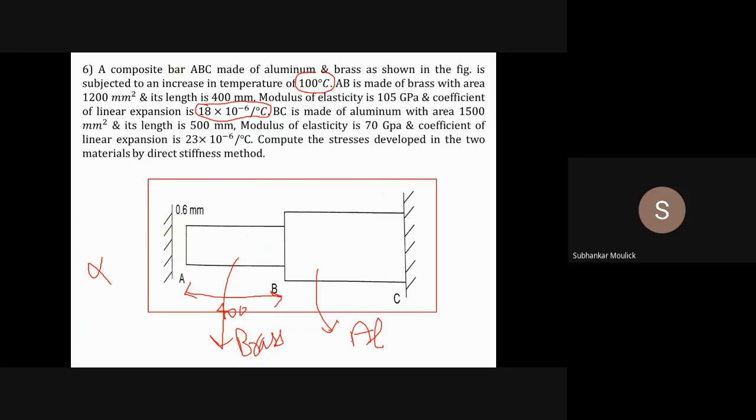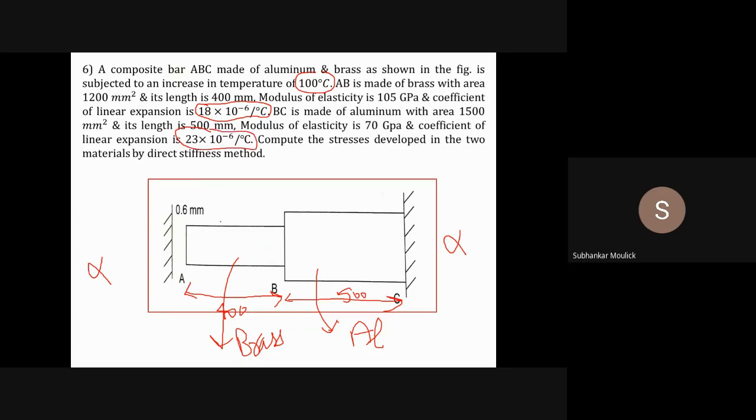BC is made up of aluminium with area 1500 millimeter square, and its length is 500 millimeter. Modulus of elasticity is 70 gigapascal. That means for this bar BC, the value of E is 70 gigapascal. And the coefficient of linear expansion is 23 into 10 to the power minus 6 per degree centigrade. That means for this bar BC, which is made of aluminium, alpha given is 23 into 10 to the power minus 6 per degree centigrade.